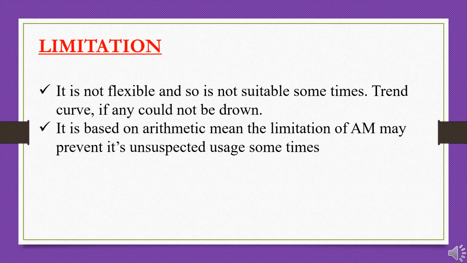Then about limitations. It is not flexible and so is not suitable; sometimes the trend curve, if any, could not be drawn. It is based on arithmetic mean. The limitations of arithmetic mean may prevent its unsuspected usage sometimes. If we are given data for an odd number of years, divide the data into two equal parts by leaving the middle year and then the average of each part is obtained.